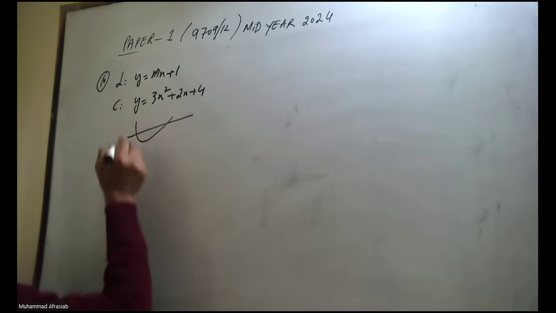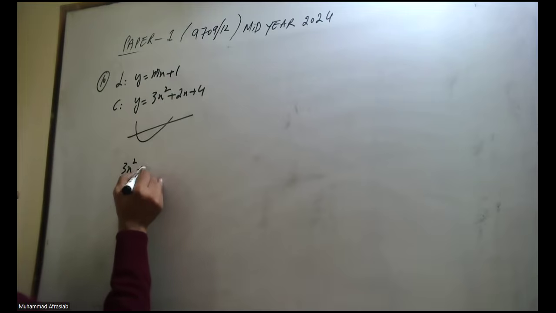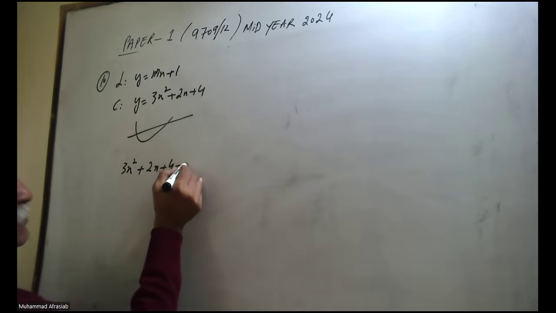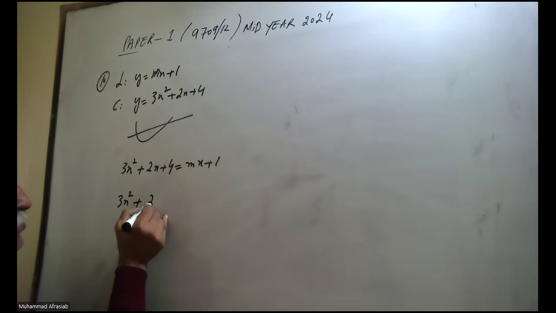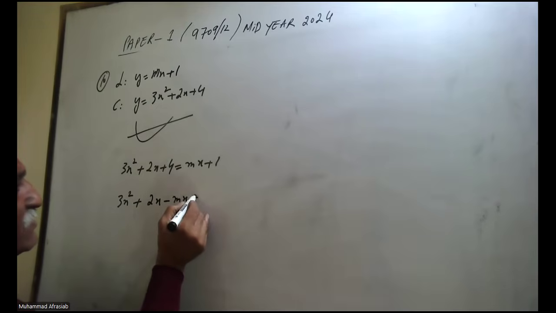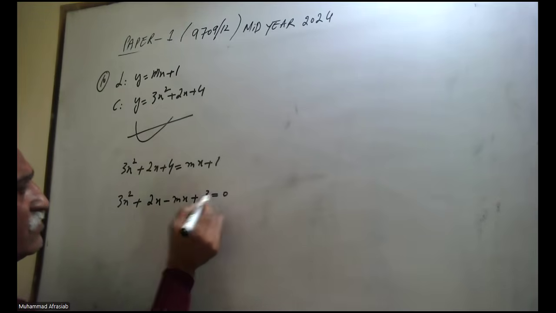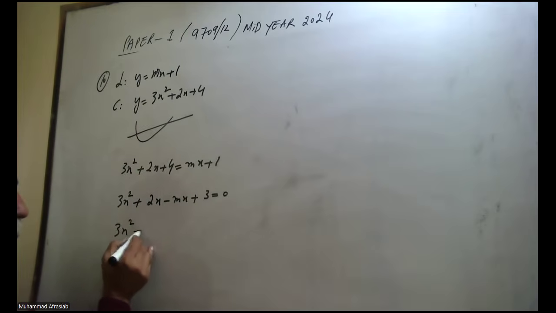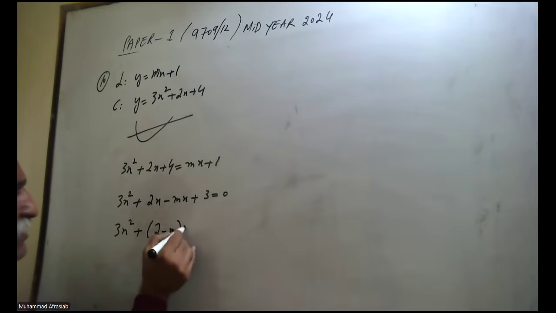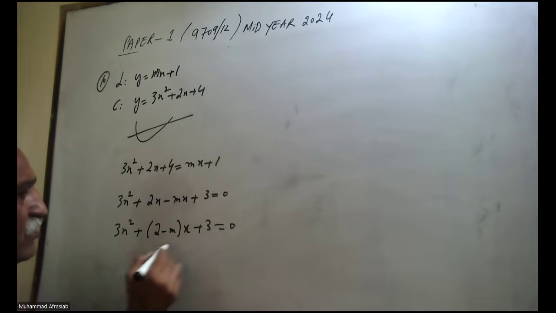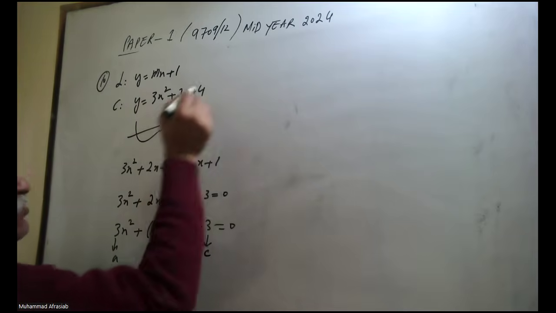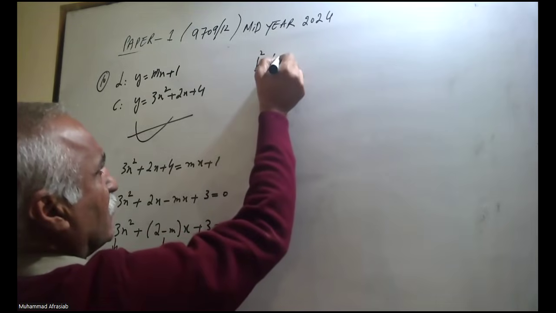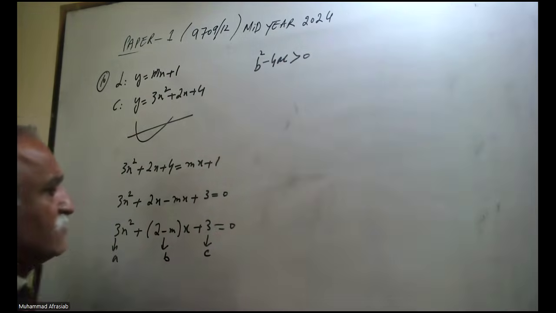So first they are both equal to y, so we can equate that 3x square plus 2x plus 4 is equal to mx plus 1. This will be written as 3x square plus 2x minus mx plus 4 minus 1 is 3 equal to 0. This is 3x square plus 2 minus m into x plus 3 equal to 0. This is the value of a, this is the value of b, and this is the value of c. Because it is cutting at 2 points, so b square minus 4ac should be greater than 0.